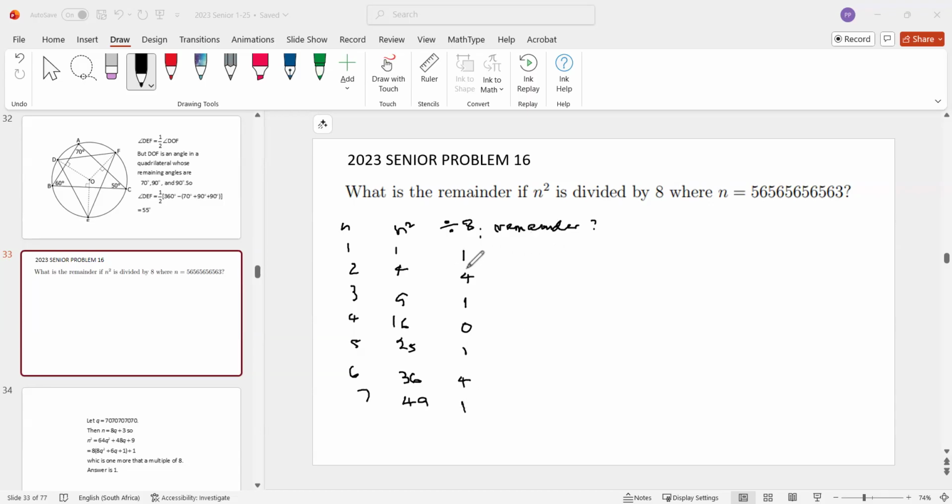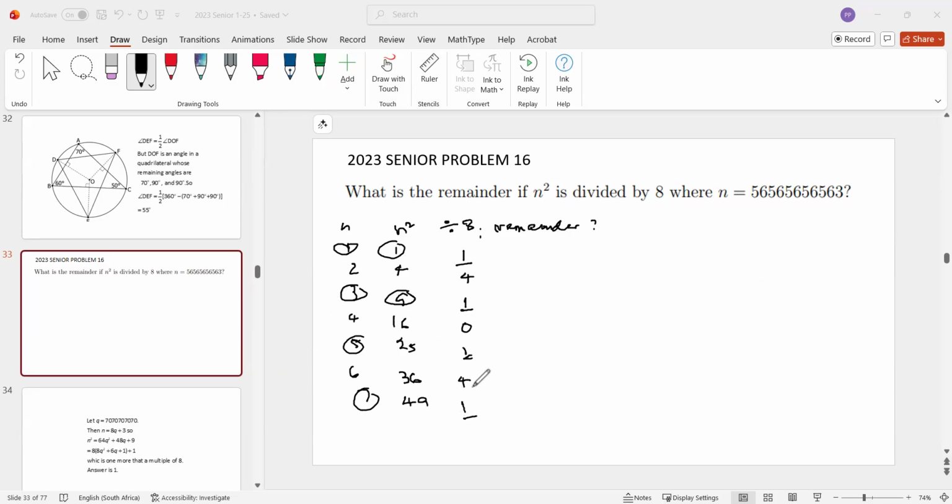You'll notice that the ones keep coming up whenever your number itself is, well, let's start with this, the numbers 1, 3, 5, 7. For those numbers, the square has the property that when you divide it by 8, the remainder is 1. So when you have an odd number and square it, dividing by 8 the remainder is always 1.